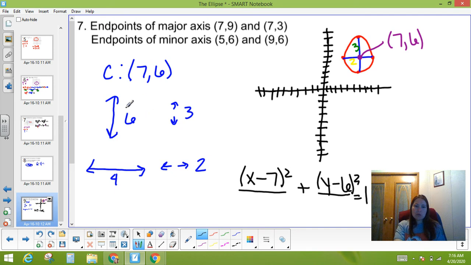Okay, so up, down, we moved up 3, down 3, so that means that we need a 9, because 3 squared is 9 under the y. And we went left and right 2, which means 2 squared is 4, goes under the x. Okay, y'all, so that's it. Make sure that you ask me questions if you have them.